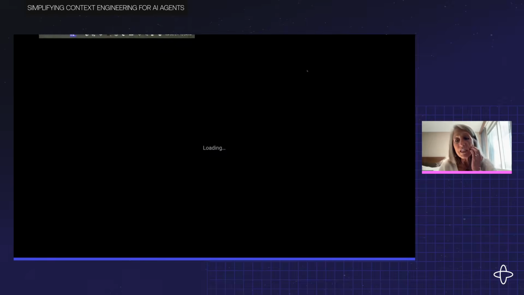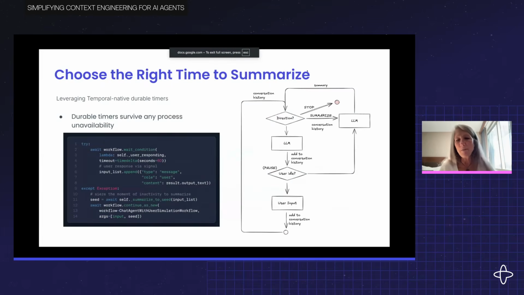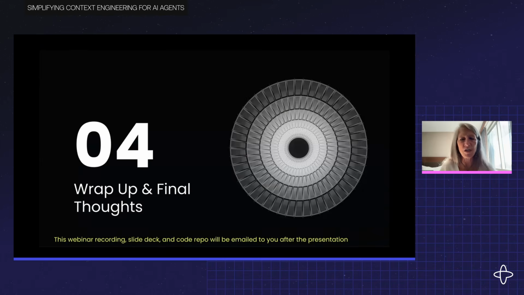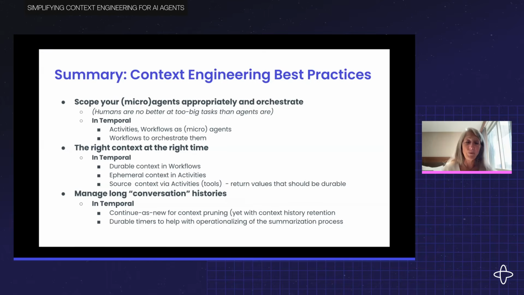So that was our final demo that gives you a sense of how we can use these temporal abstractions to manage the conversation history. So with that, I do want to spend just a couple of minutes. Josh and I want to kind of close things out here and summarize everything that we talked about. Josh showed you a demo and some techniques around scoping your micro agents appropriately. We had that great question in the chat that we answered that addressed exactly that first point, that in Temporal, we can use activities or we can use workflows as those micro agents. So child workflows or activities themselves. And then, of course, we'll use workflows to orchestrate them.